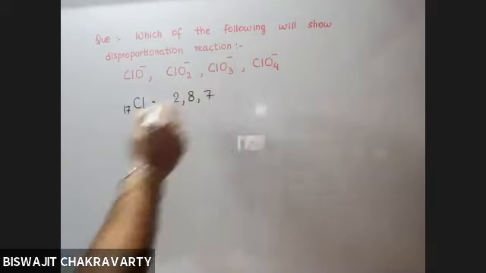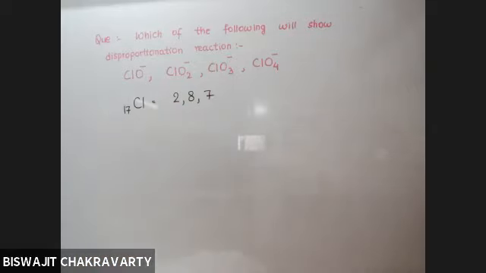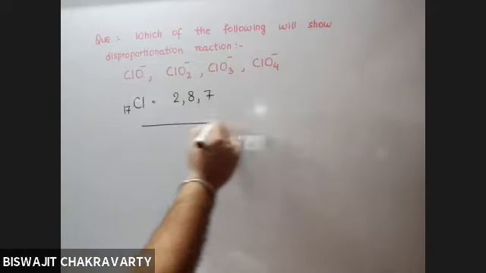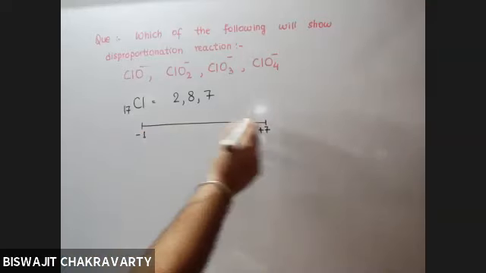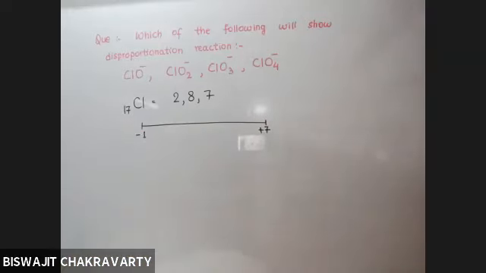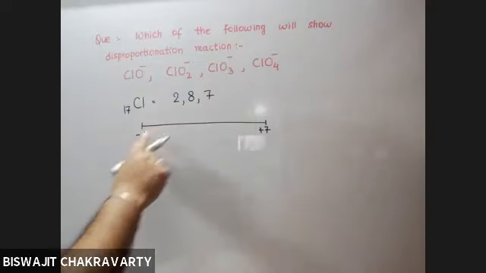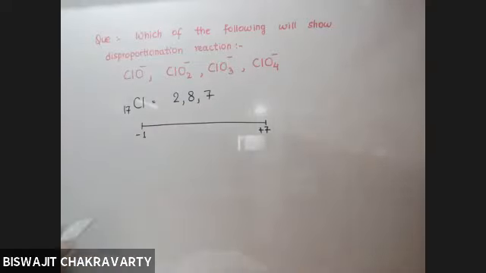What do you think is the range for chlorine? What is the lowest oxidation state and highest oxidation state? Chlorine can show minus 1 to plus 7, because it can gain 1 electron to become 2,8,8 with minus 1, or theoretically it can lose 7 electrons to show plus 7.